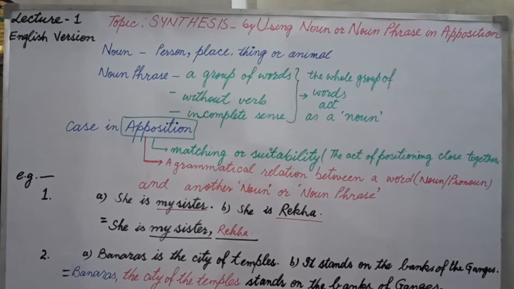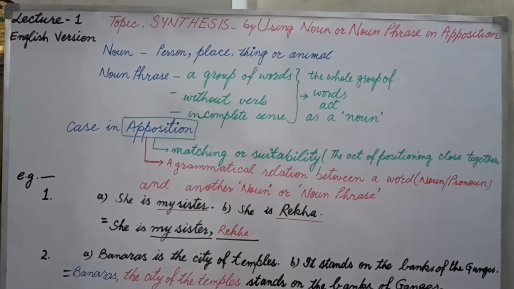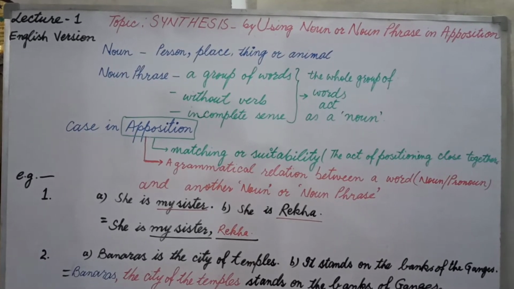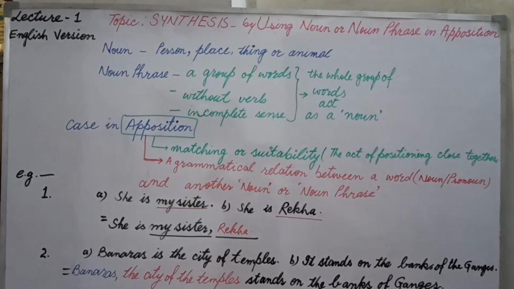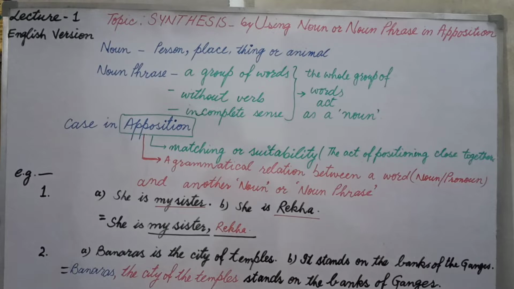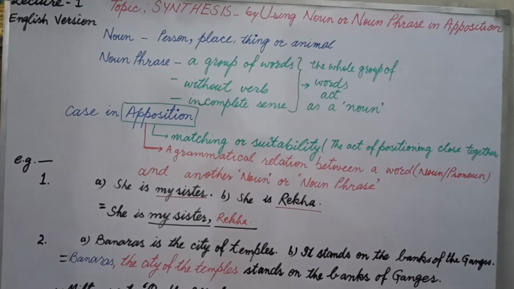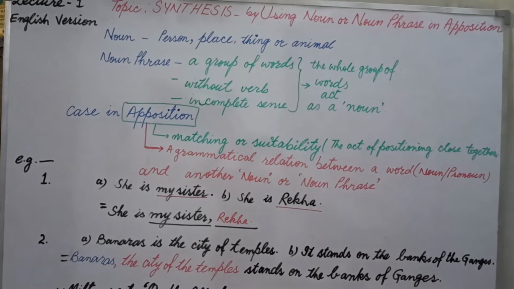Let's begin with synthesis. Synthesis means to combine, and simple sentence means to combine all the sentences into one sentence that has only one main verb. Now noun, noun is a name of person, place or animal, you know very well.